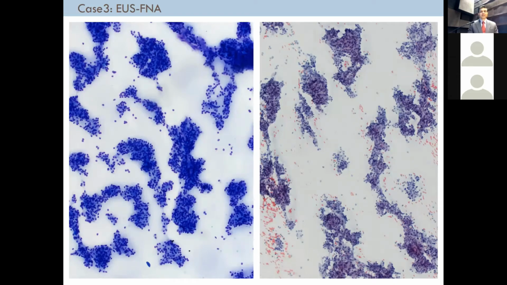So these are the cytological preparations. As you can see, they're quite cellular and are composed of irregular, very crowded groups. If you look at these clusters, they have a little bit of a grape-like appearance. Also seen within the clusters, you can probably pick out some vague acinar formations. In the background, a few naked nuclei are seen.